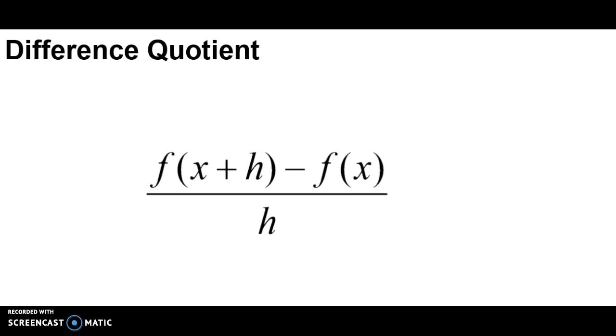So just a recap of yesterday, we talked about the difference quotient. We also talked about x plus h being the x value and where to substitute that in. So I'm not going to go through the first two examples because we talked about them yesterday.